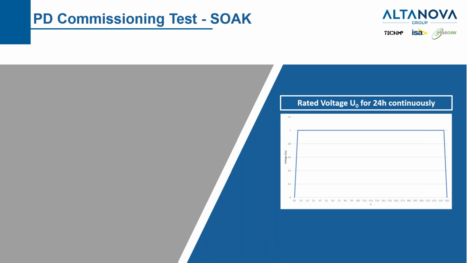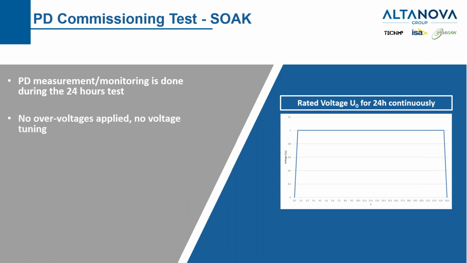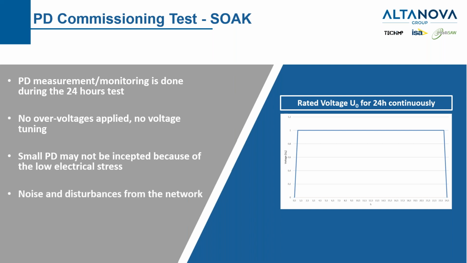Let's see a brief explanation. This will be the soak test. 24 hours, all the 3 cables will receive a voltage. There will be an injection of the rated voltage for 24 hours. We will perform the PD measurement during these 24 hours. We don't have any overvoltage applied. We cannot change the voltage. And we may miss some of the small PD because they are not yet incepted by the voltage. And we will also have noise and disturbances from the network. All three phases tested together.